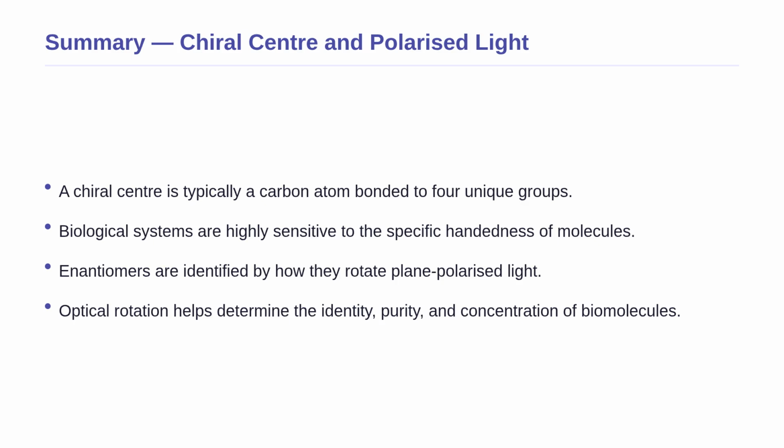We have covered a lot of ground today, so let us review the key takeaways. First, a chiral center is usually a carbon atom bonded to 4 unique groups, giving the molecule a specific handedness. Second, because biological systems are highly sensitive to shape, this handedness determines how a molecule functions in the body, like a key fitting into a lock.